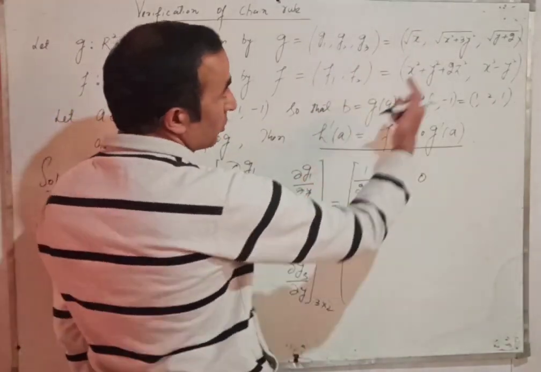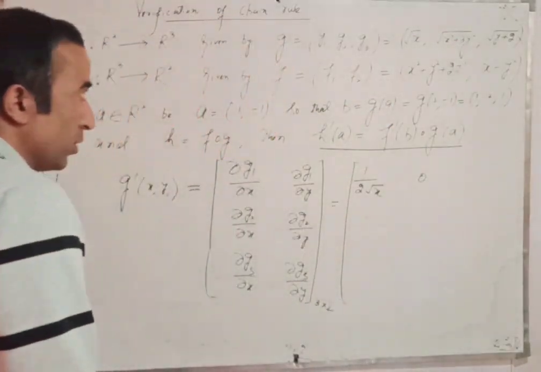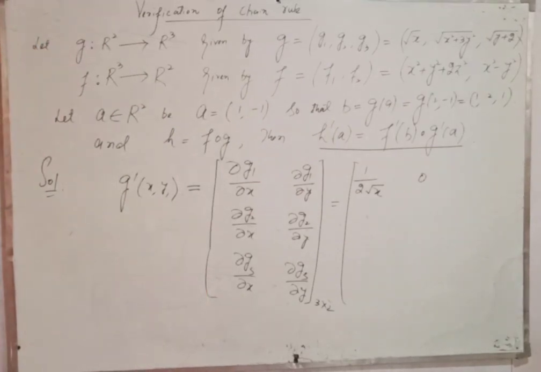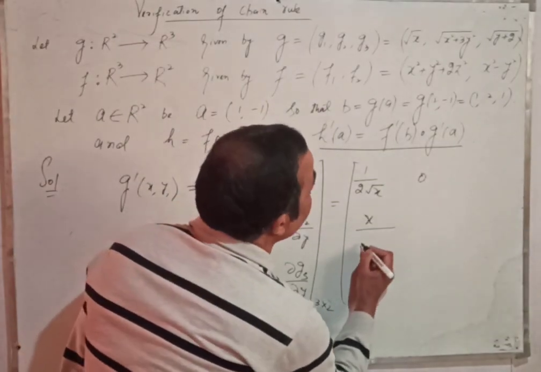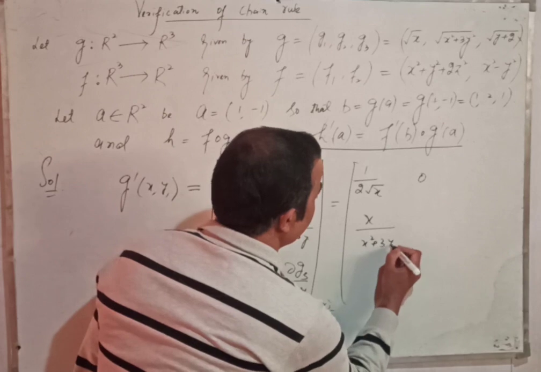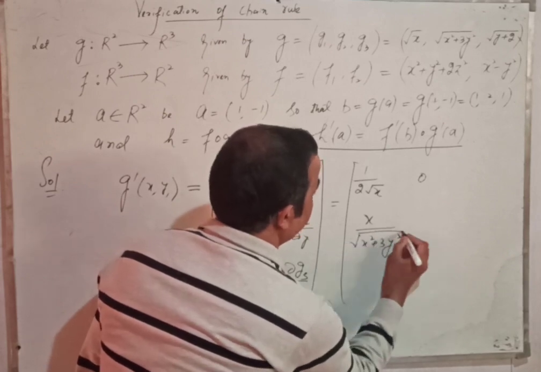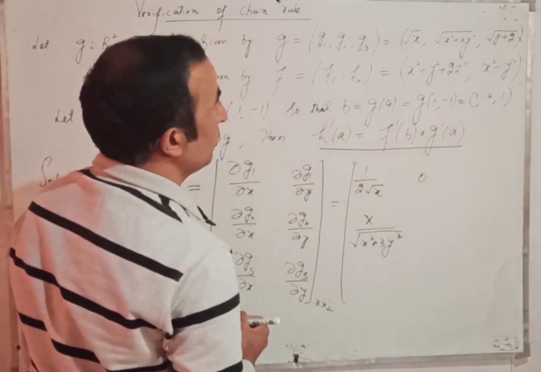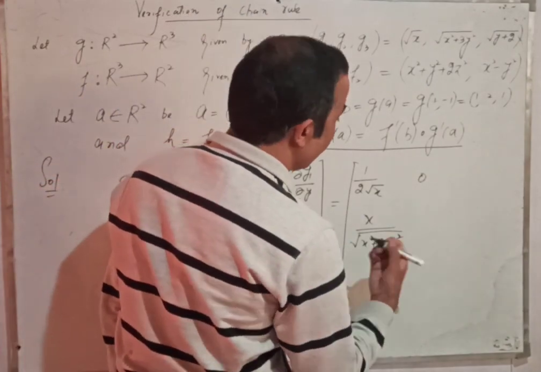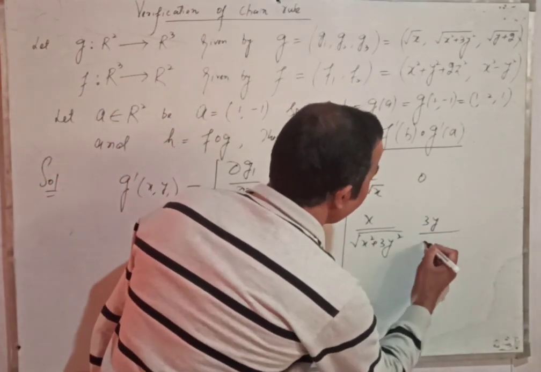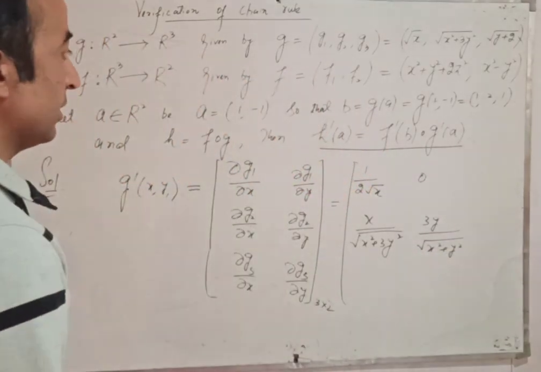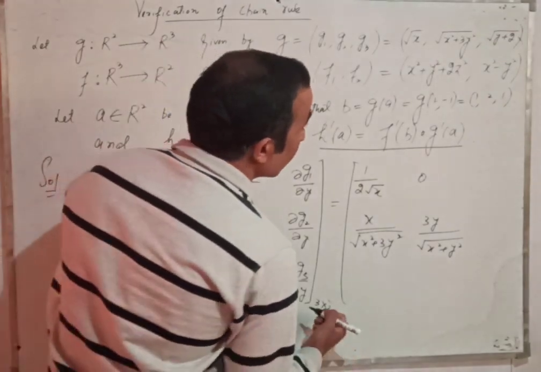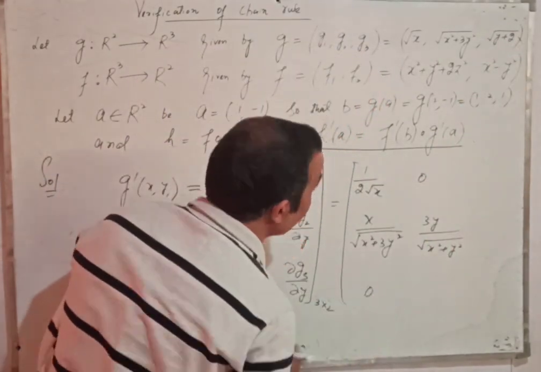Then the function G2, that is this function. Its partial derivative with respect to x will be 1 by twice the square root of x square plus 3 y square, times 2x. The 2 will cancel, so it will be x over the square root of x square plus 3 y square. Then the derivative with respect to y will be the same but with a 3 multiple, so 3y over the square root of x square plus 3 y square.